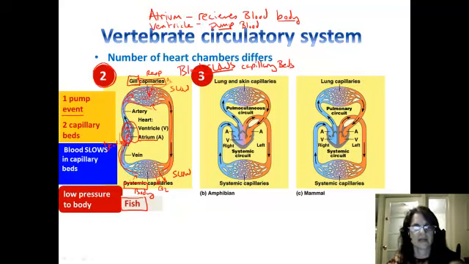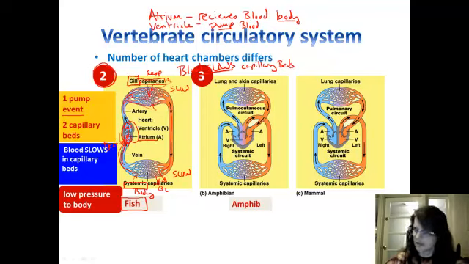So for the amphibians and reptiles, natural selection favored a third chamber. Okay? Essentially, let's follow the path. The blood has been out in the systemic or body capillaries. It's deoxygenated. It comes back. It enters an atrium, in this case the right atrium. It's the animal's right, not your right. The blood then passes into the ventricle.